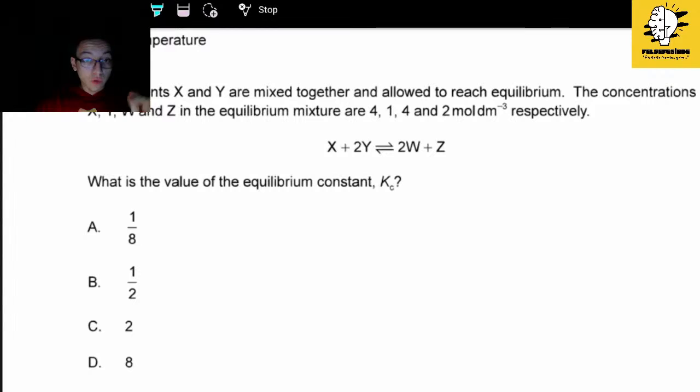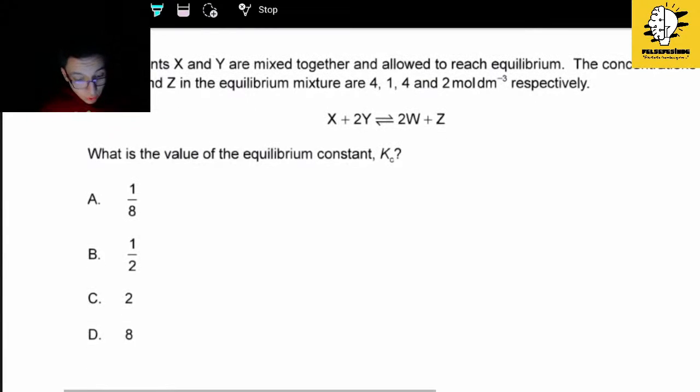So it is question 23. Components X and Y are mixed together and allowed to reach equilibrium. The concentrations of X, Y, W, and Z in the equilibrium mixture are 4, 1, 4, and 2 moles per decimeter cubed respectively. What is the value of the equilibrium constant? So, for this question, Ege, do you want to go or do you want me to go? I can do it. Okay.